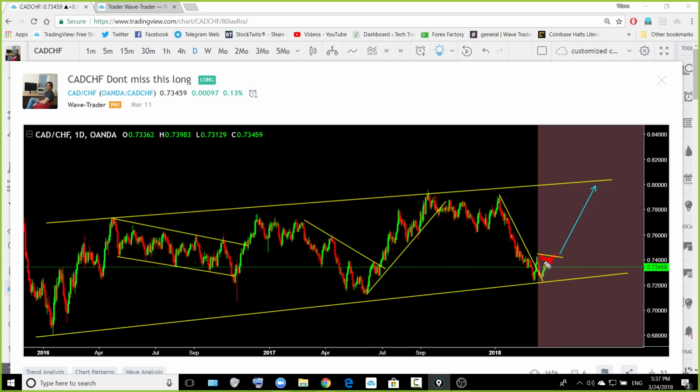So what it can do, it can slightly get down like that. It can correct or can do something like that. Slightly can form new low or can test that bottom and then can start to rise. So this is the wave you need to catch. This is the direction you need to trade.